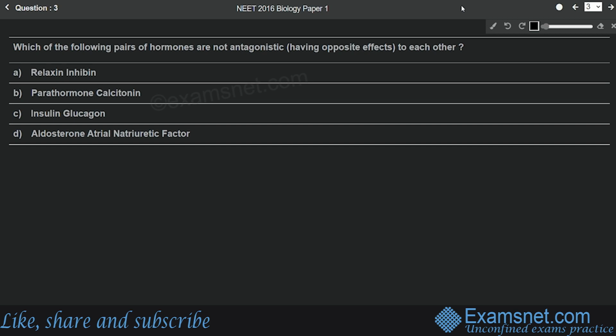Question number 3 is from the chapter Chemical Coordination and Integration, and the question is, which of the following pairs of hormones are not antagonistic to each other, that means having opposite effects? Okay, so let's check. In the first option we have relaxin and inhibin. So what does relaxin do? We know that relaxin hormone causes pelvic musculature relaxation.